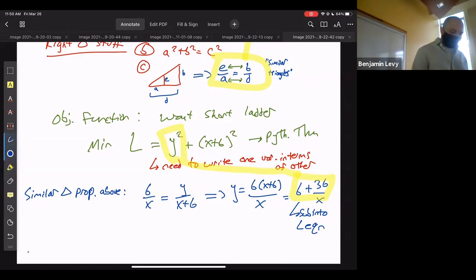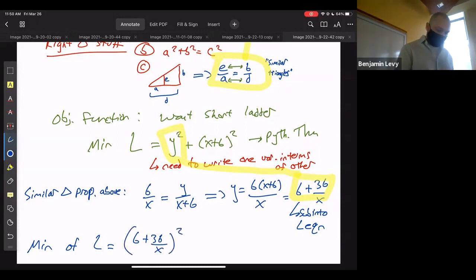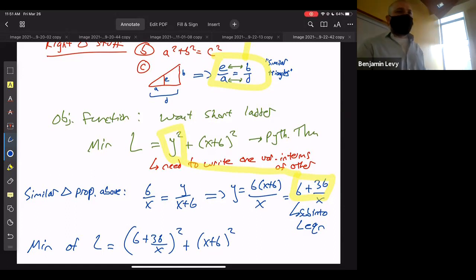And so really what we want to do is find the min of L equals 6 plus 36 over X squared. I've got a pretty crucial error on my screen right now that I just caught, but anyone thinking that I wrote something down wrong? Usually I feel like someone might catch that. Did I do the Pythagorean theorem right? That's what I'm looking at.